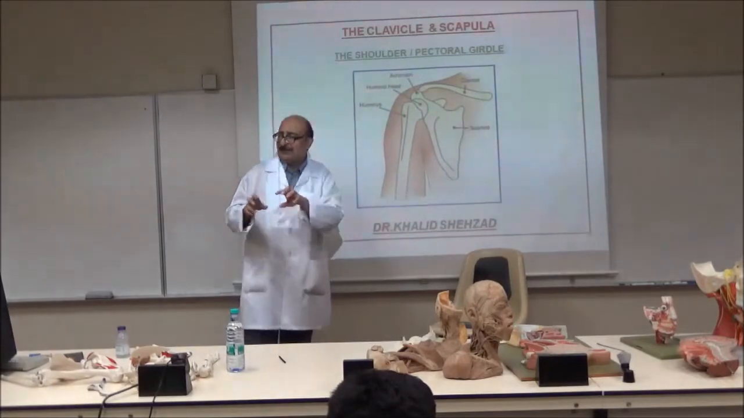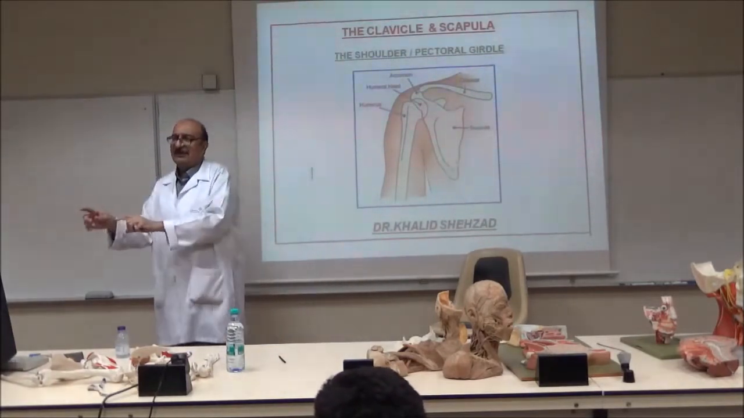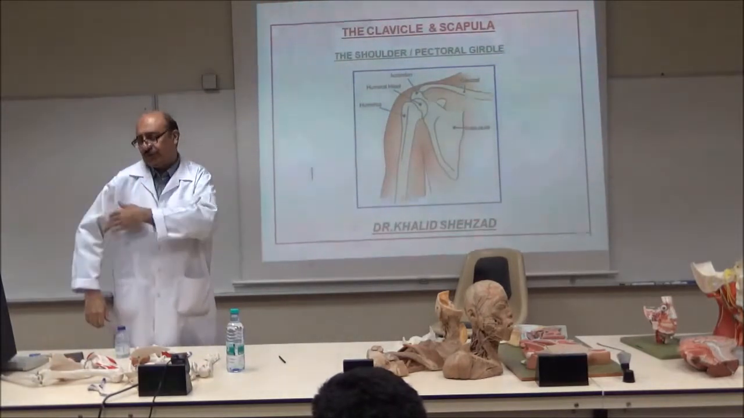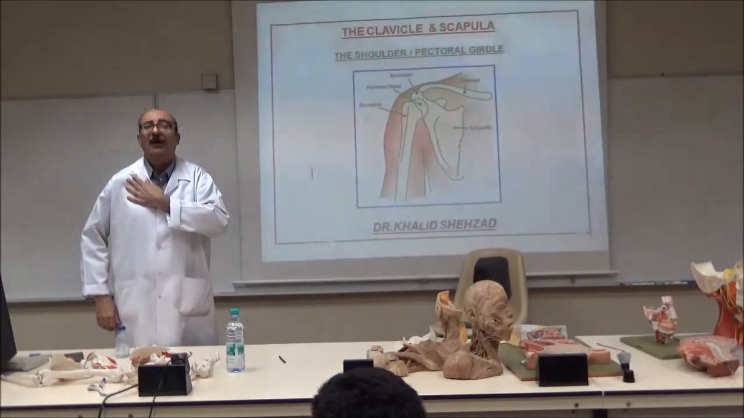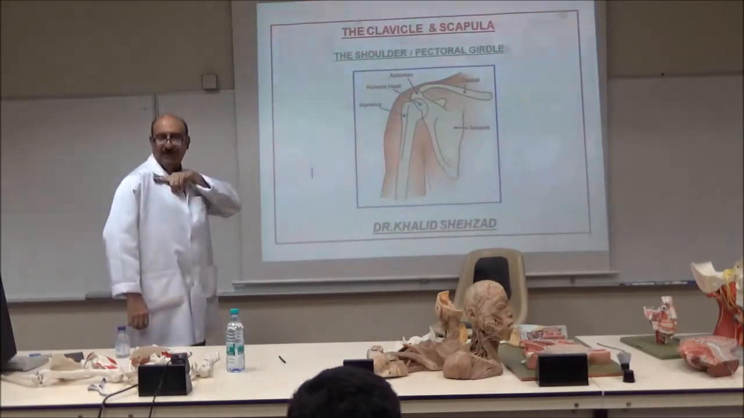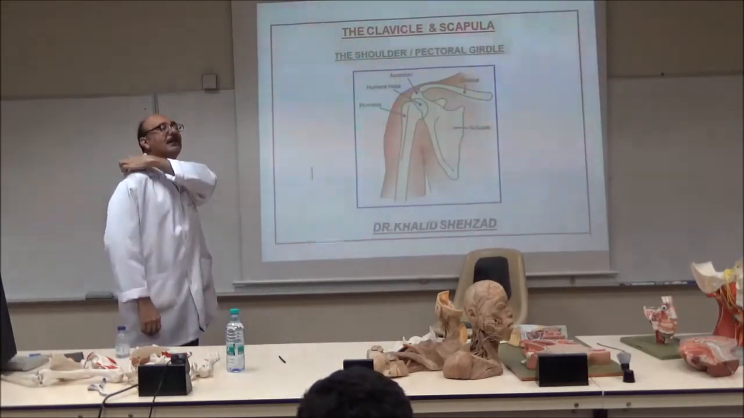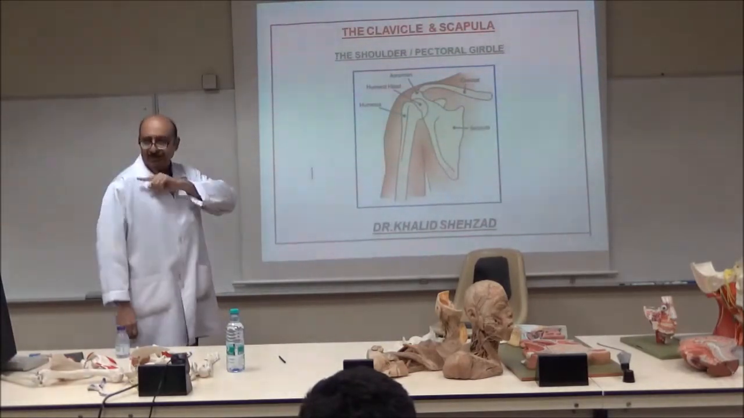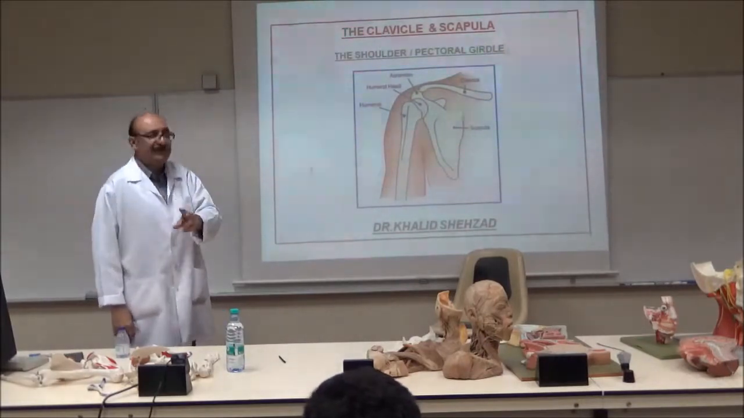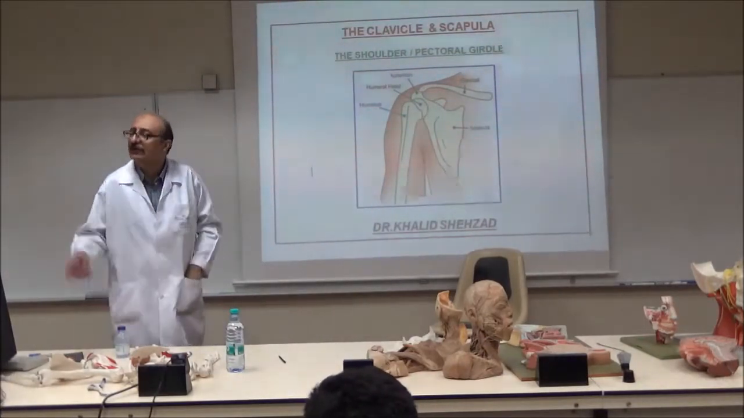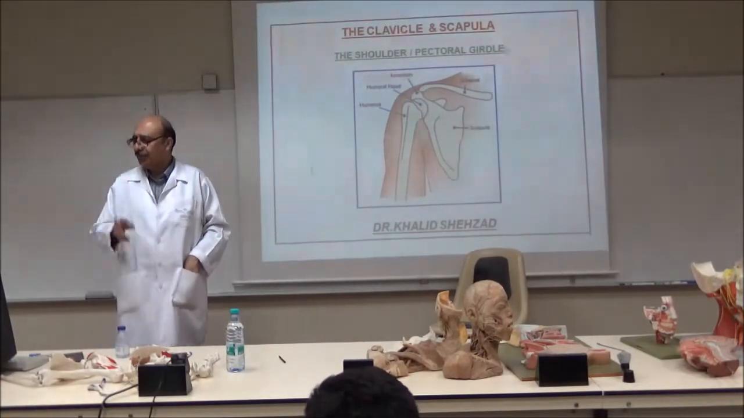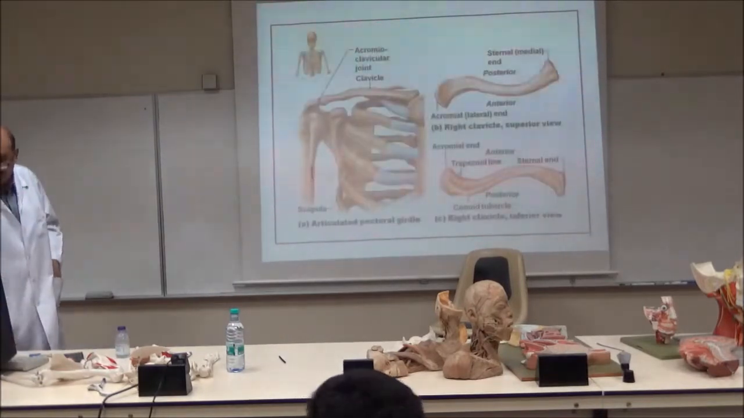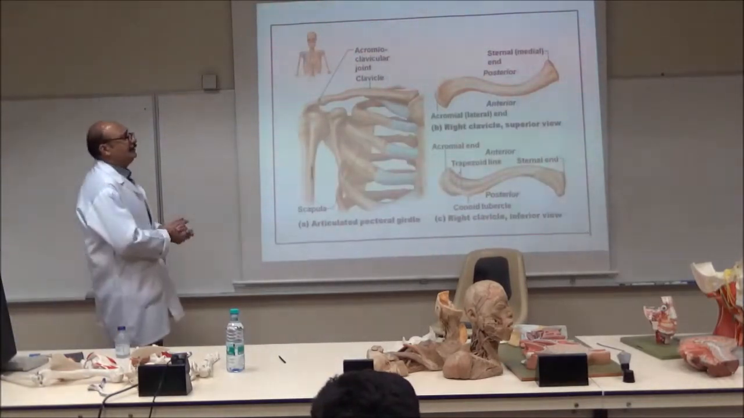In anatomy, we have the term girdle for the shoulder, which is attached to the thoracic wall. How? With two bones, clavicle and scapula. Maybe like a belt. But here, clavicle and scapula are called pectoral girdle or shoulder girdle. The two bones. These are the objectives. So, let us describe the clavicle first.